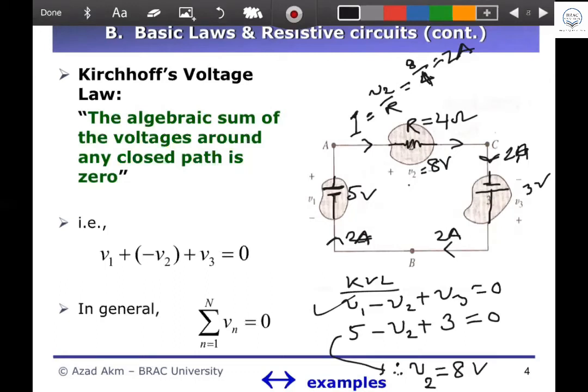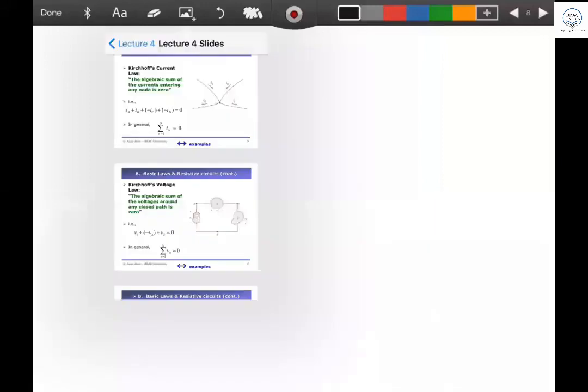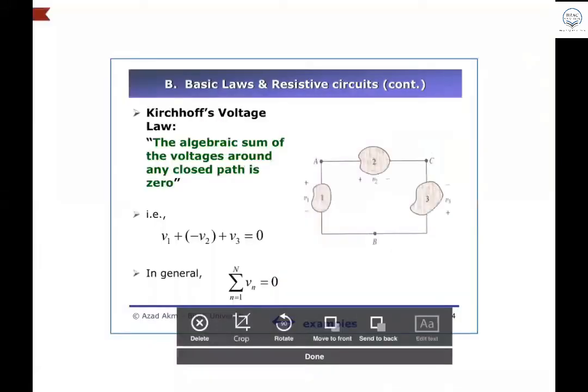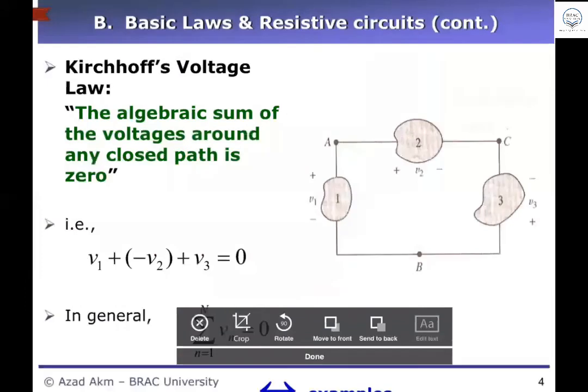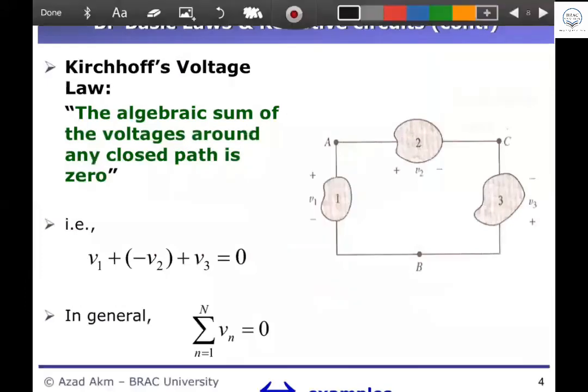KVL can be found in this way. Now, if I redraw this again for your understanding, I have a battery here, positive and negative, a 5-volt battery, and as we found, R is a 4 ohm resistor, and this is a 3-volt battery. Now what am I going to do? Look at it carefully. I'm going to reverse the polarity here. This means I'm going to make it plus and this minus.